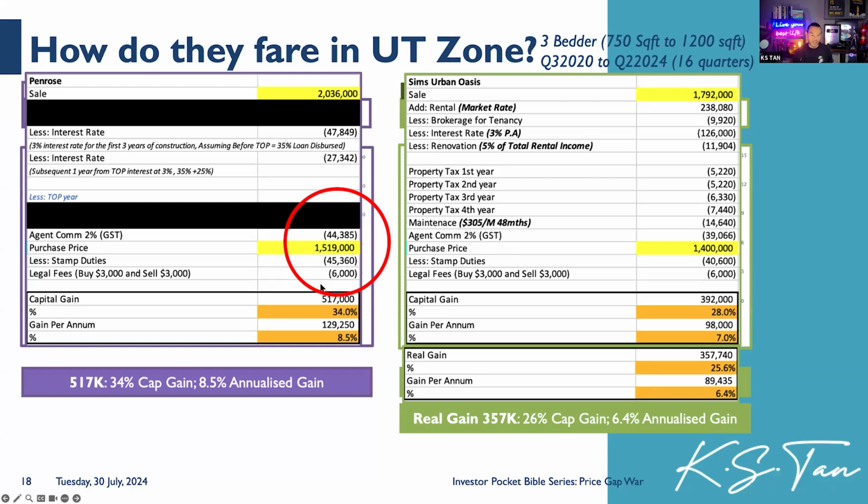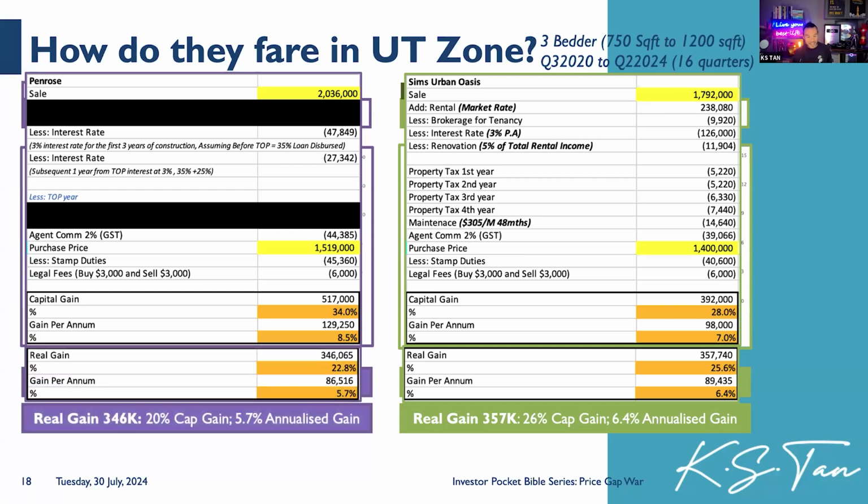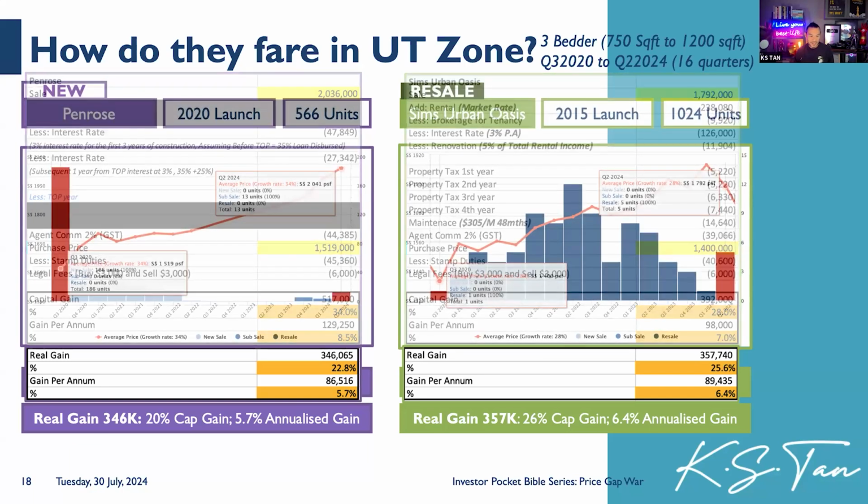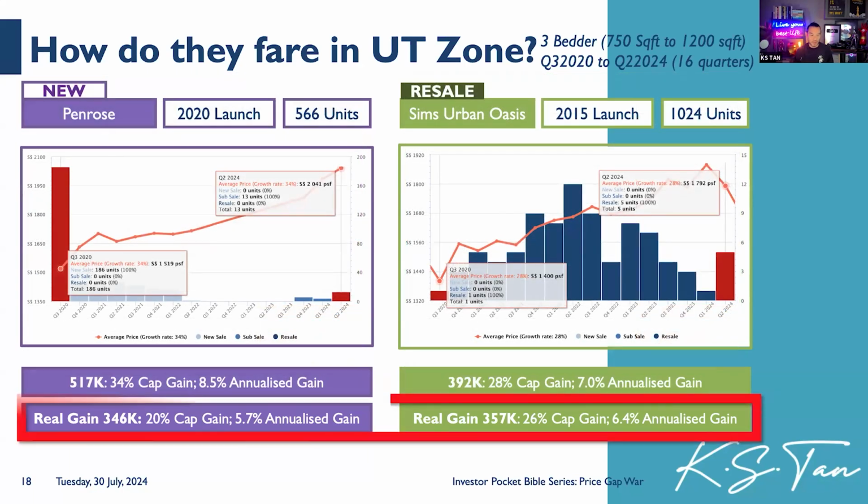So everything all in. Okay, with all this in consideration, your net gain is actually 20% capital gain and at 5.7% annualized gain. And this is effectively only at 346,000. Okay, so in real numbers here, this is around $10,000 or $11,000 lesser. I wouldn't say cheaper, lesser returns than Sims Urban Oasis. Okay, so in gross number, it looks really good, but when it comes to real gain, there's about 11,000 shortfall.